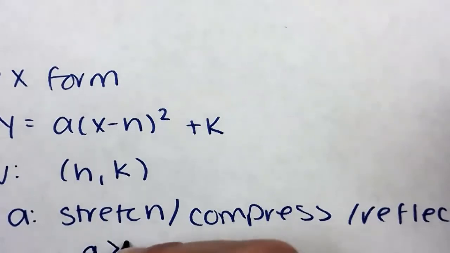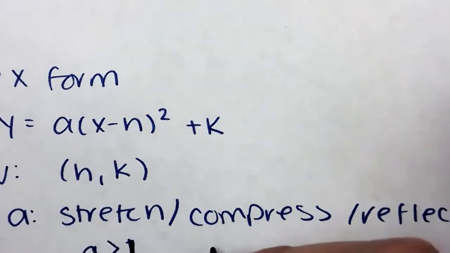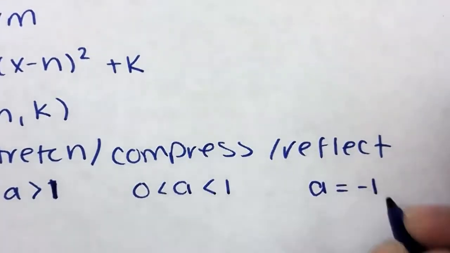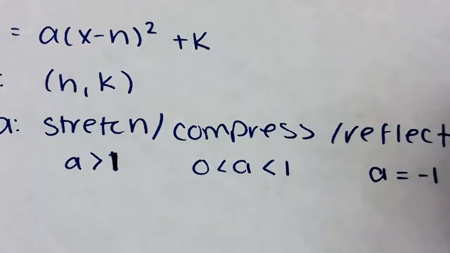So it's stretched if a is greater than 1. It's compressed if a is between 0 and 1. And it's reflected if a is negative.